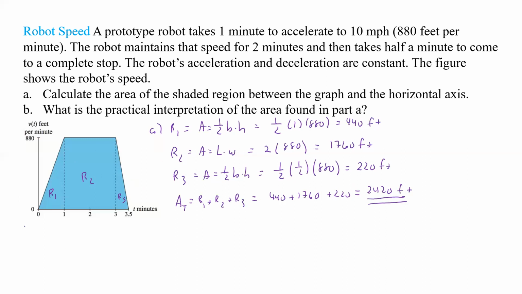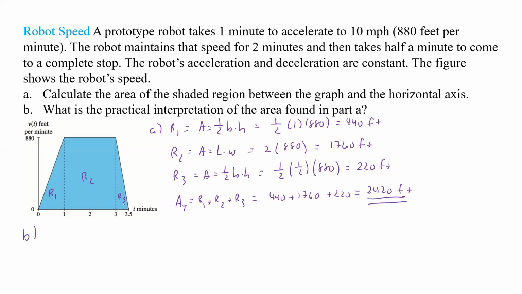B says, what is a practical interpretation? Well, the area is going to be the distance the robot travels in the total time. While he's speeding up, he's actually traveling a distance. Then he goes at a constant speed for a while, traveling more distance, and then he decelerates and he's still traveling more distance. When he's accelerating, the distance is getting bigger, and when he's decelerating, the distance is getting smaller.